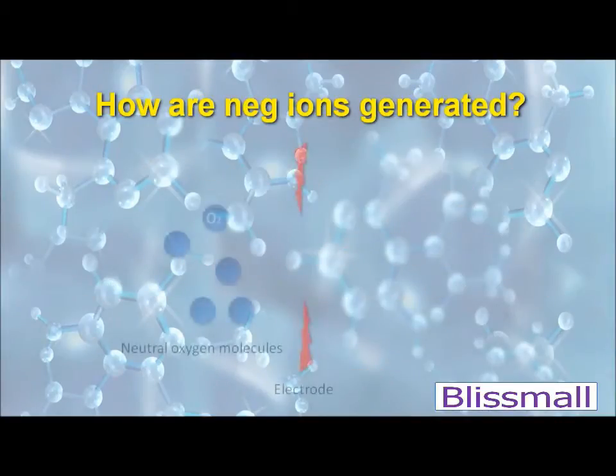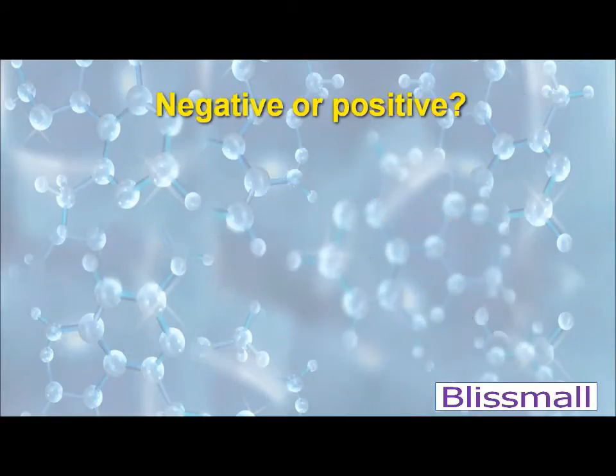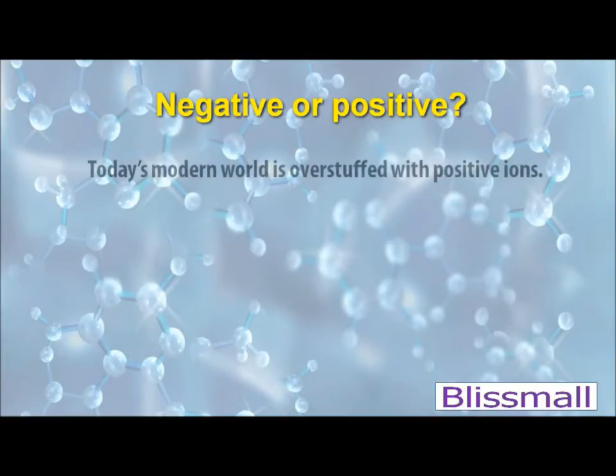How are negative ions formed? When oxygen molecules, which have a neutral charge, get treated by a negative electrode, they break apart forming negatively charged ions and positively charged protons. How do negative ions affect our health?